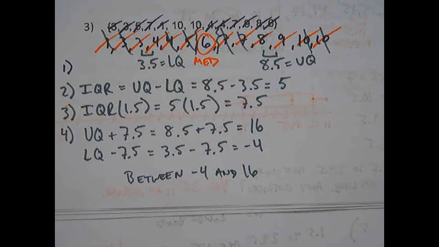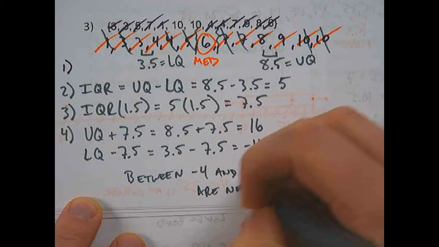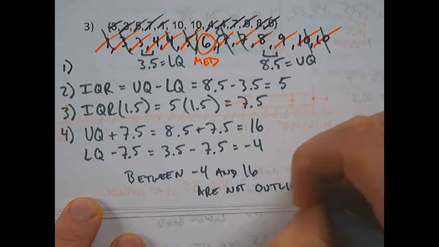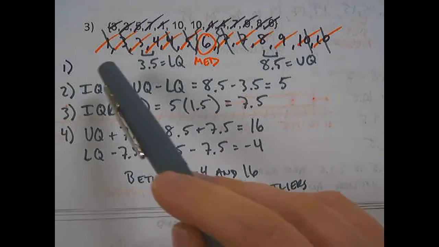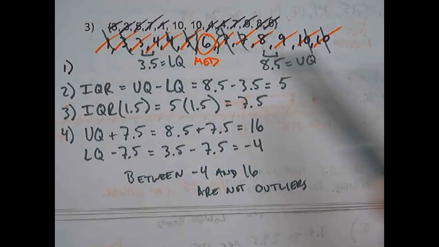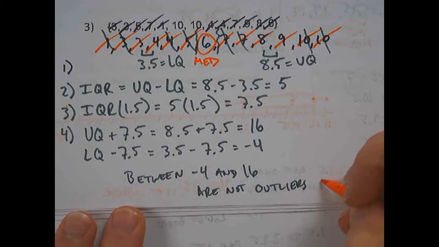Those numbers are not going to be outliers. If I have any numbers in my data set that are bigger than 16 or smaller than -4, those would be outliers. So in this case, our smallest number is 1 in our data set. Our biggest number is 10. Those both fall within -4 and 16. So in this case, we have no outliers.